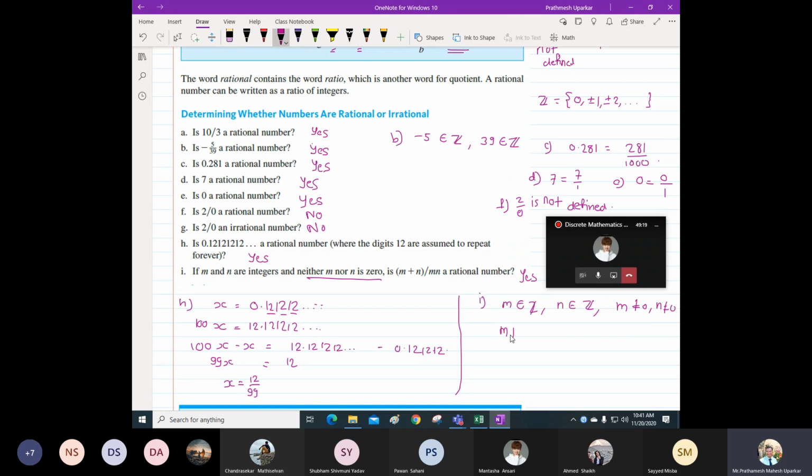Okay. Now tell me, if m belongs to the set of integers, n belongs to the set of integers, can I say that m plus n belongs to the set of integers? What is the addition of two integers? If you add any two numbers, what will you get? If you add two integers, what will you get? Integers. It is an integer. So because m and n are integers, their addition is an integer. Also, their product is an integer.